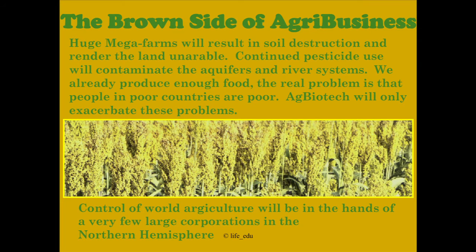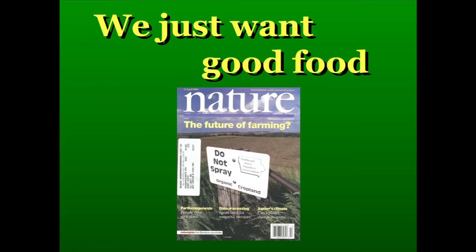On the brown side of agribusiness, we can see that the large companies that control large-scale agriculture produce large mega farms that result in soil destruction and render more land unarable. And so this argument is positioned against itself concerning how we produce food. How will we continue to grow the large amounts of food that are required for an ever-increasing population?